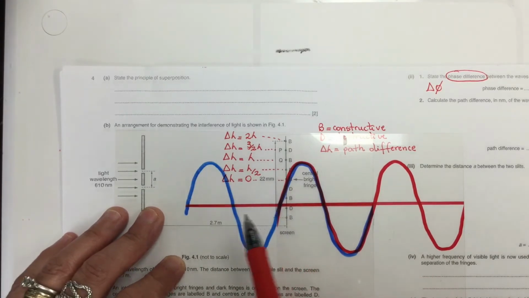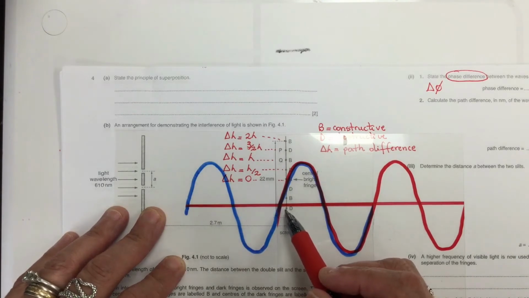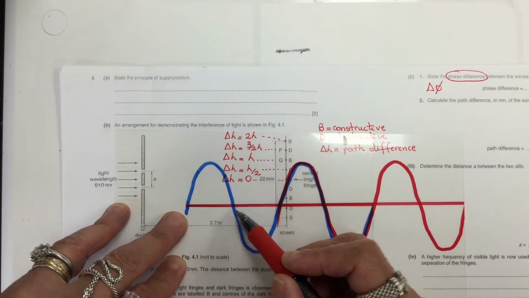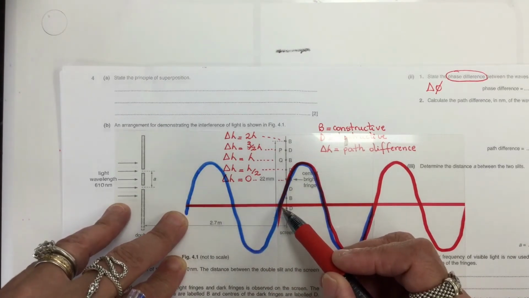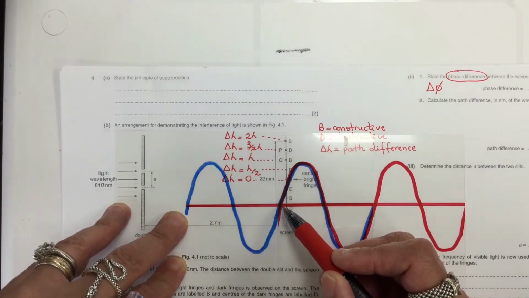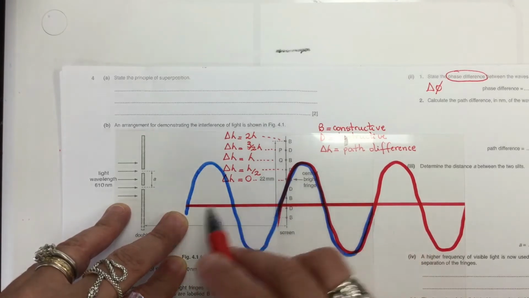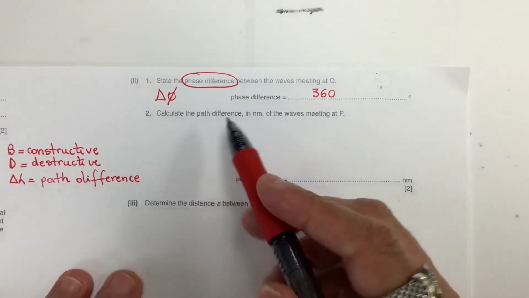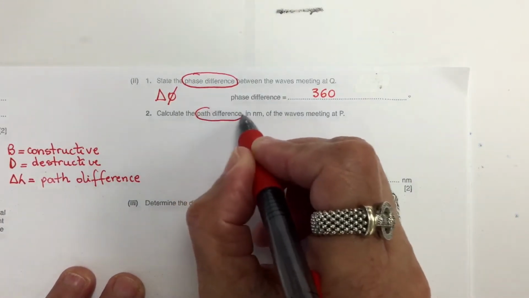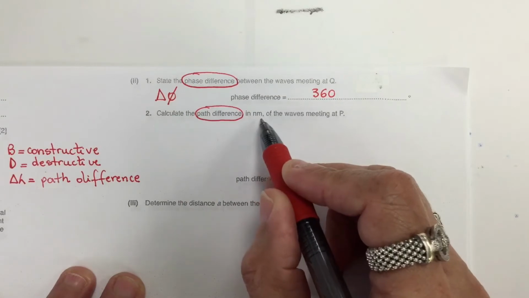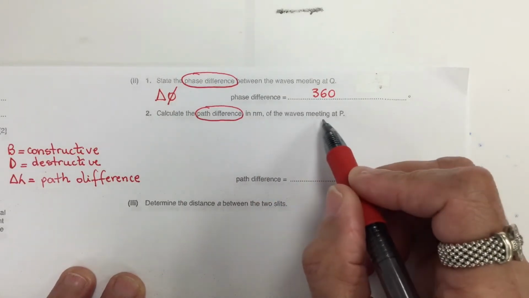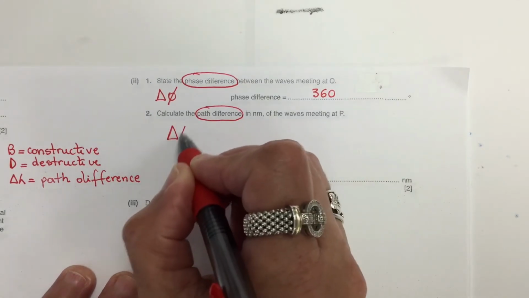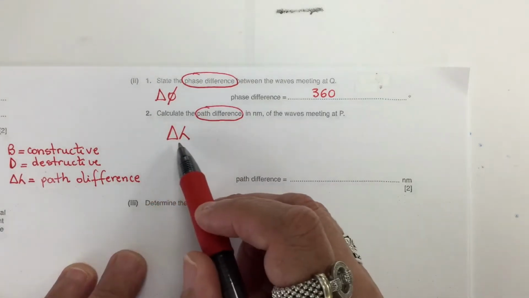That corresponds to 360 degrees. Because this is 0, this is 180 degrees, and this is 360 degrees. So that's the path difference between the blue and the red wave. Now the next question is asking the path difference in nanometer of the waves meeting at P. So path difference is represented by this.